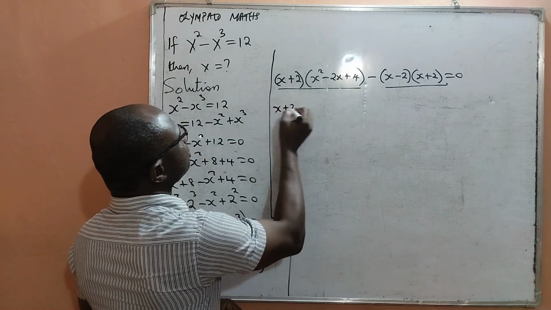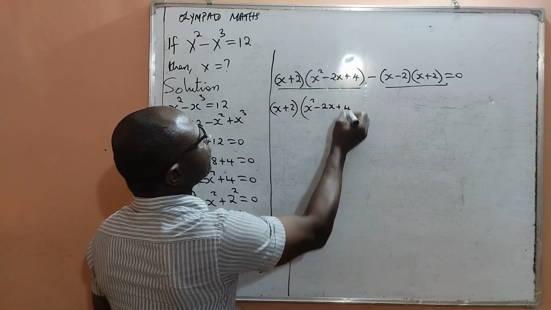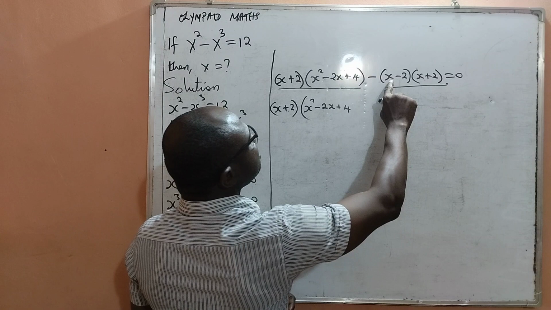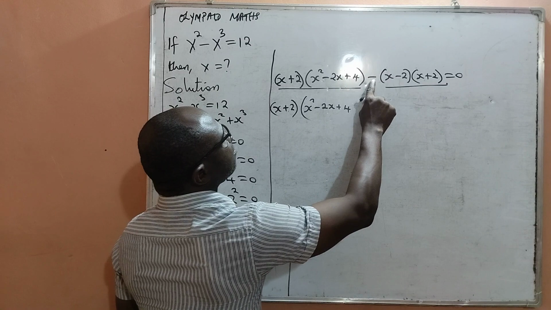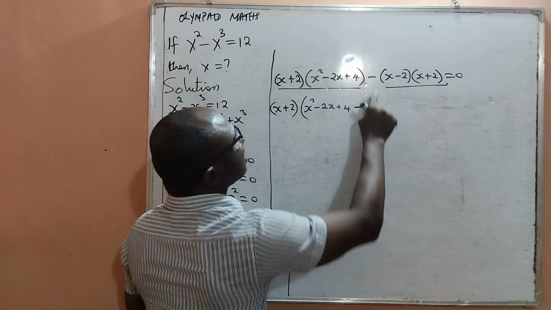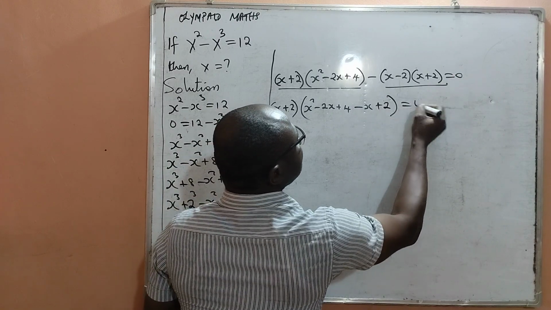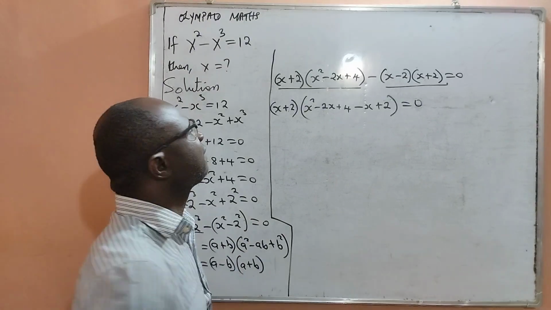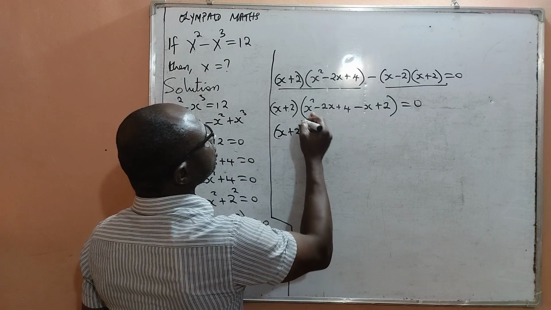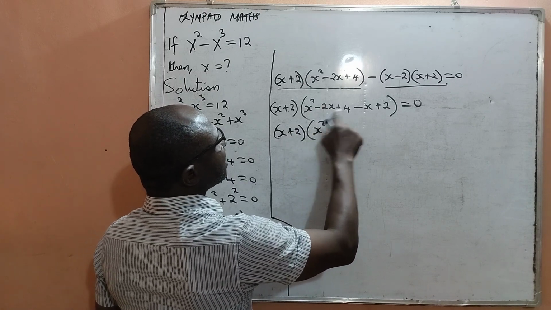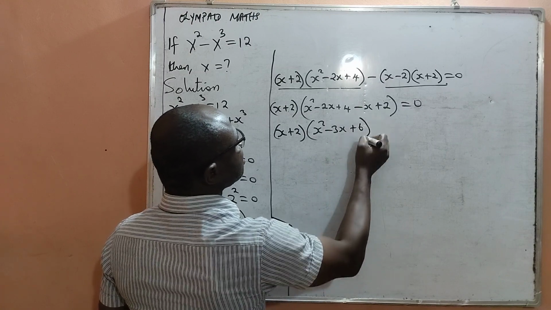I have x plus 2 into the bracket: here I have x squared minus 2x plus 4. Then, what is left here is in the bracket x minus 2, multiplied by this minus, that will give me minus x, and minus multiplied by minus 2 will give me plus 2. Still, it is equal to 0. Mathematics is life. Good. It can be written as x plus 2 into x squared minus 2x minus x is minus 3x, plus 4 plus 2 will give me plus 6, equal to 0.